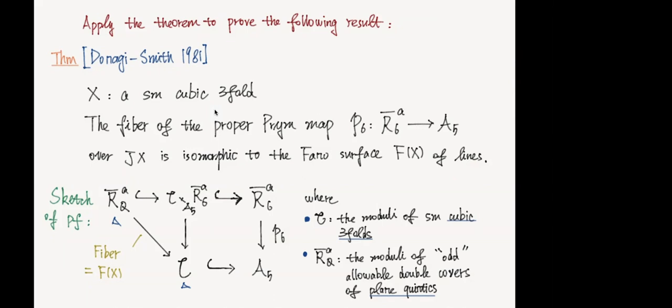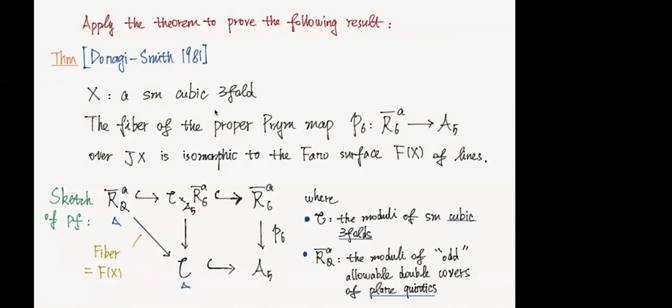And so let me give a very quick sketch of the proof. So this is a map we are interested in, right? So this P6, this pre-map. And Donaghy and Smith already proved its degree. The degree is 27. Okay. And now I take the moduli of smooth cubic threefolds C, or more precisely take their intermediate Jacobians. And then I take the fiber over this C.